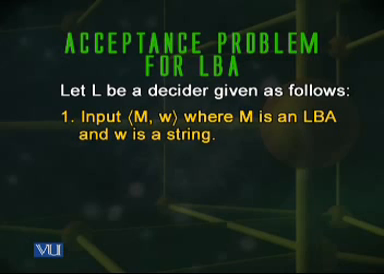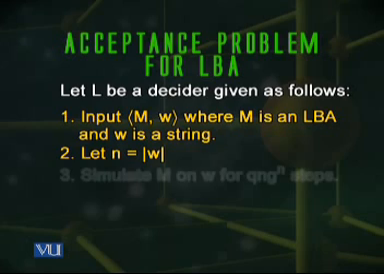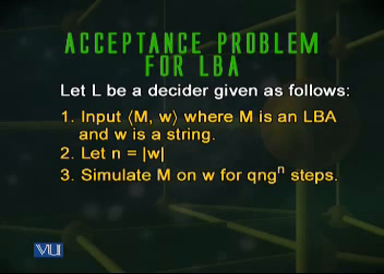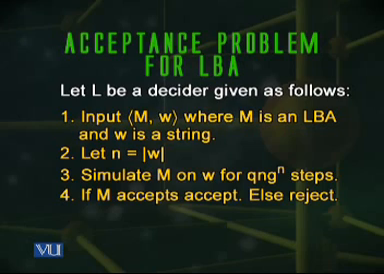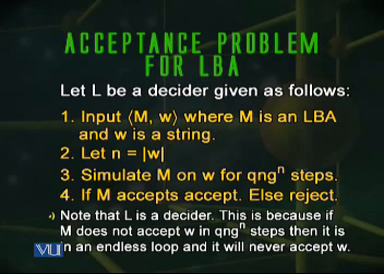When it receives an input M, W, where remember M is now a linear bounded automaton and W is a string, it calculates N, which is the length of the string. Then it will simulate M on W only for Q times N times G to the N steps, not more than that. If M accepts, then it will accept M, W, otherwise it will reject. By our previous theorem, since M is a linear bounded automaton, if it does not accept its input in Q times N times G to the N steps, then it is in an endless loop. The machine will go on running forever and never halt and never accept its input.